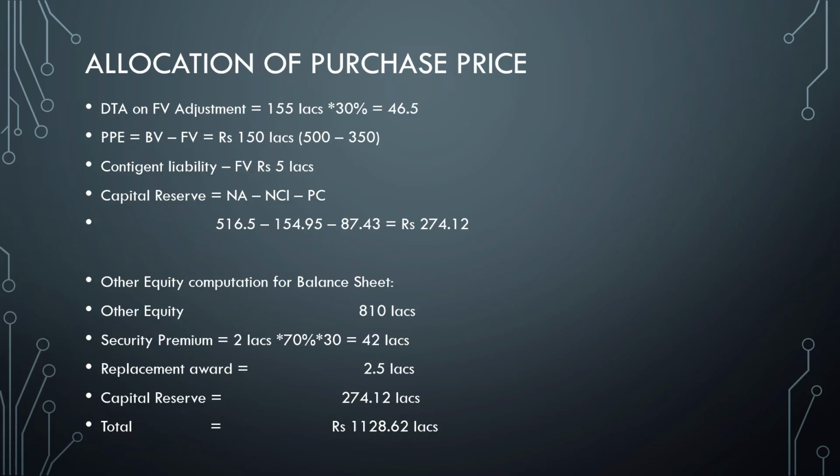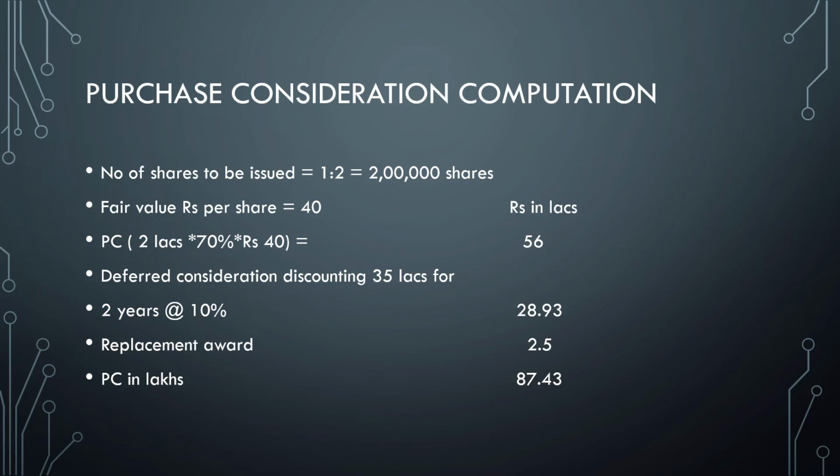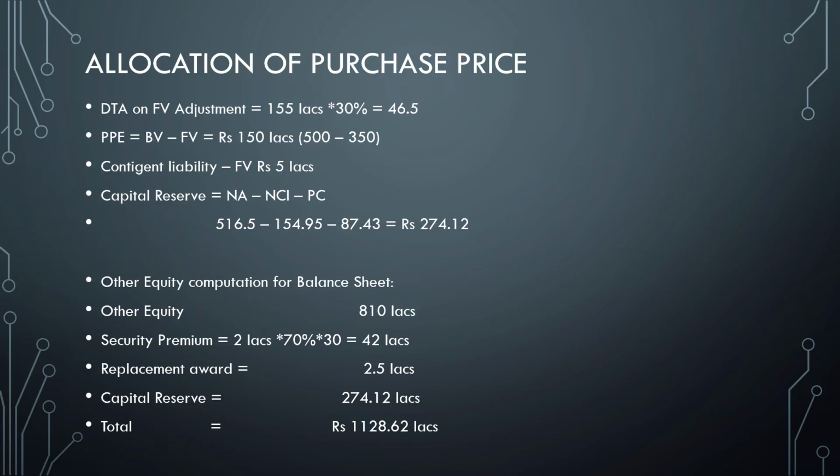What is capital reserve? So capital reserve here is net assets minus non-controlling interest minus purchase consideration. So net assets is, if you add all the fair value items, you will get 470 lakhs, and if you include this DTA impact, 470 plus 46.5 will give you 516.5. Then non-controlling interest, that is 30% into 516.5, will give you 152.95, minus 87.43, which is the purchase consideration. So your capital reserve is 274.12 lakhs.